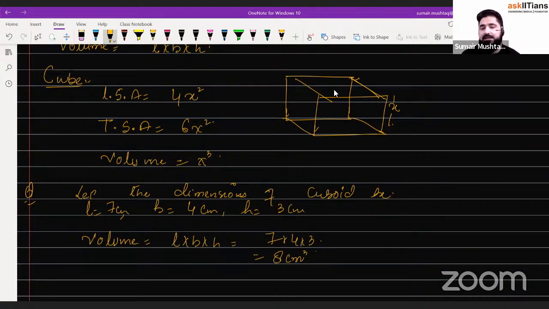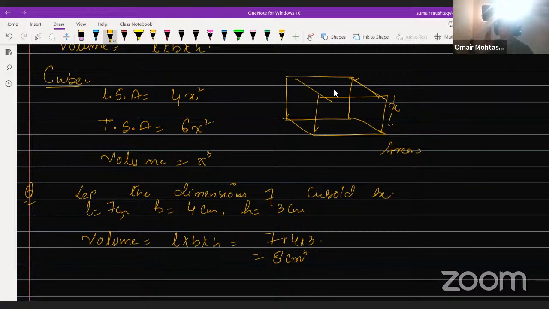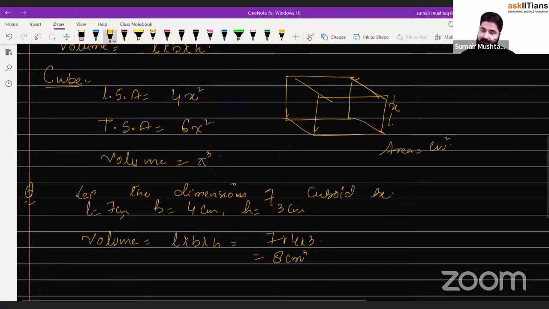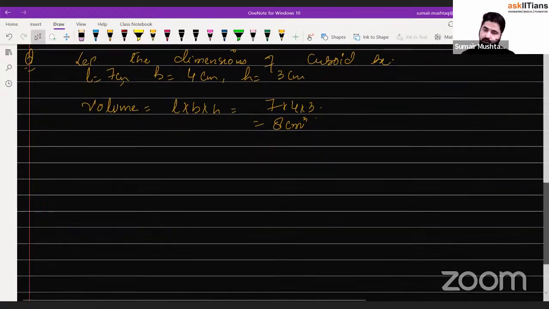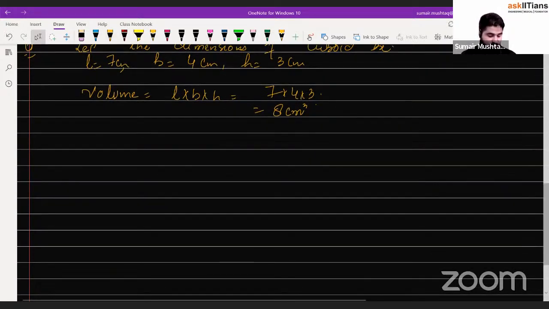Remember, in the area, what will be the unit? Centimeter square in area. Why centimeter square, why not cube? Sir, you're multiplying two lengths, not three. So we are taking centimeter into centimeter, so centimeter square. We are taking 2 dimensions at a time in an area. In the volume, we are taking 3 dimensions. So for area, it will be centimeter square, right? Is that thing clear? A very easy question for you people.